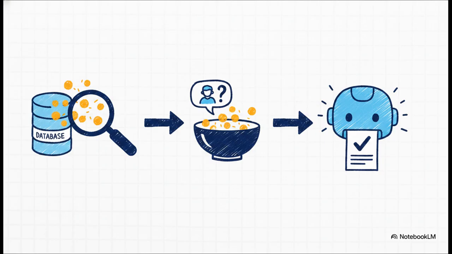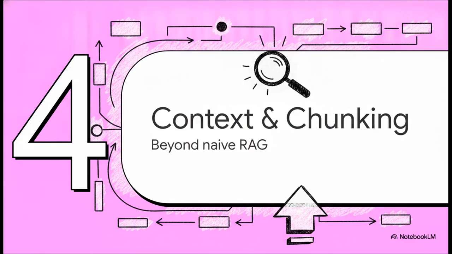Finally, in the generation stage, we send this richly populated, highly controlled prompt over to the LLM. And because the LLM now has exactly the context it needs, securely wrapped in your instructions, it can stream back a highly accurate, context-aware answer. Zero hallucinations. Next up, Section 4, Context Engineering and Chunking.